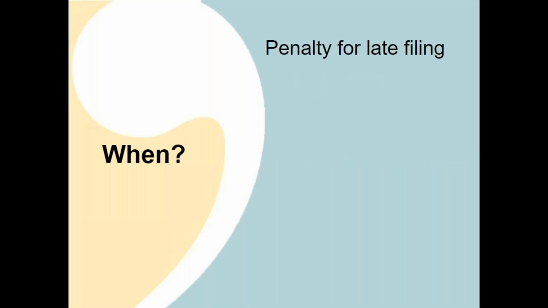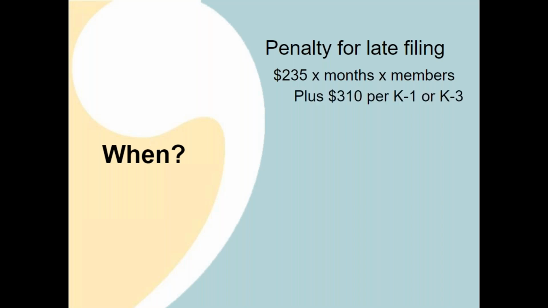Now, if you file late or not at all, or you file forms with missing or incorrect information on them, there is a stiff penalty. It is $235 for each month or part of a month, up to a maximum of 12 months, that the failure continues, multiplied by the total number of persons who were partners in the partnership during any part of the partnership tax year for which the return is due.